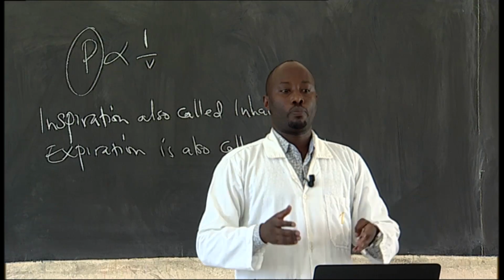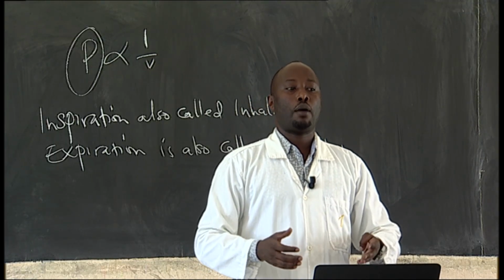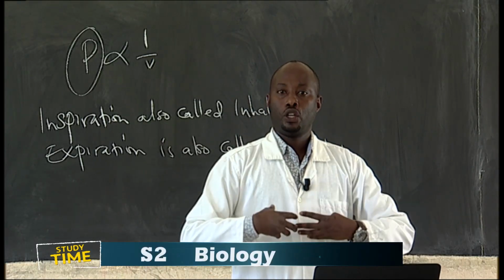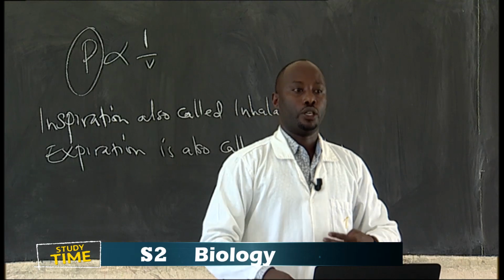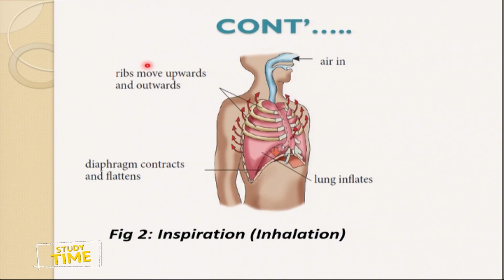While the internal intercostal muscles relax, as I mentioned, this causes the rib cage to move upwards and outwards. That shows the air must be drawn from outside to the inside. We have a diagram. Students, go through the diagram of inhalation, the breathing mechanism.